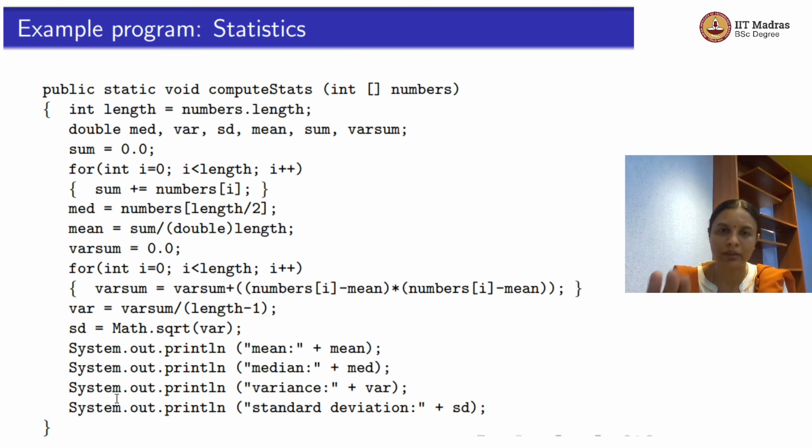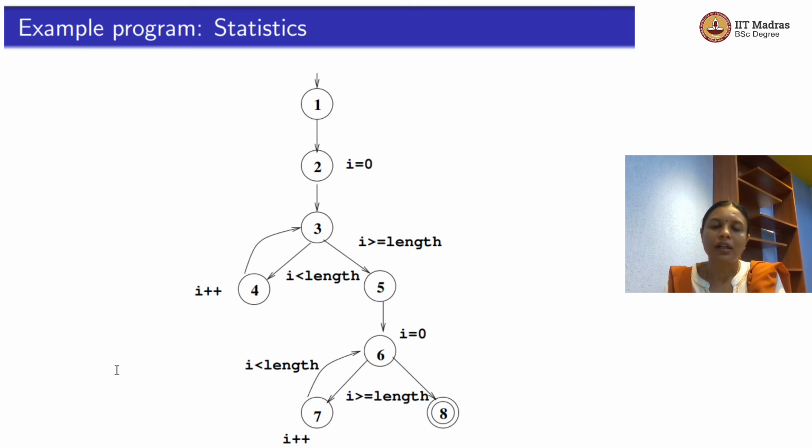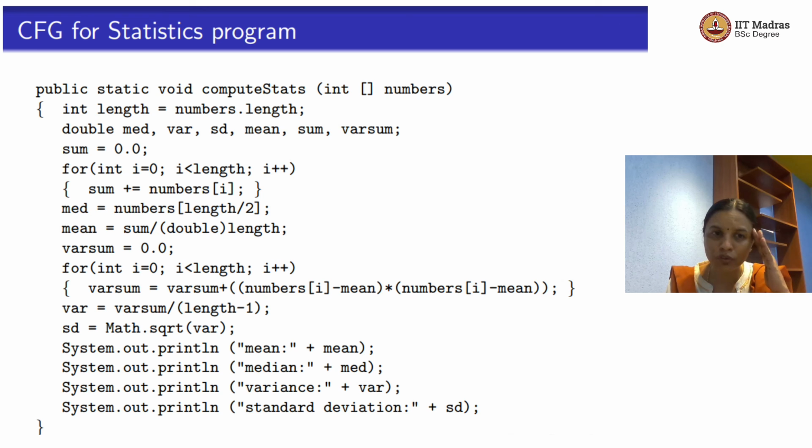So here is a small method called compute stats that takes an array of numbers of a particular length, computes the various statistical parameters and prints them out for you. We are going to derive the control flow graph. I've not been able to put the code and the control flow graph side by side in one slide, but this is the control flow graph corresponding to this code. You roughly remember the structure of this code, right? There are variable initializations, there's one for loop, there are some computations that happen, mean, median, then there is a second for loop, some more computations and printf statements. So that's exactly what the CFG has.